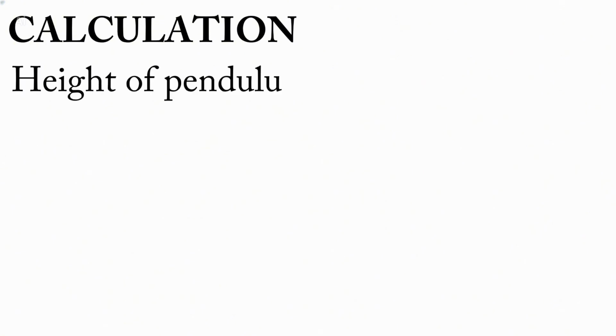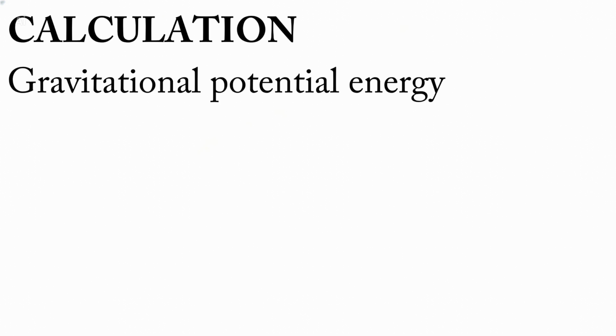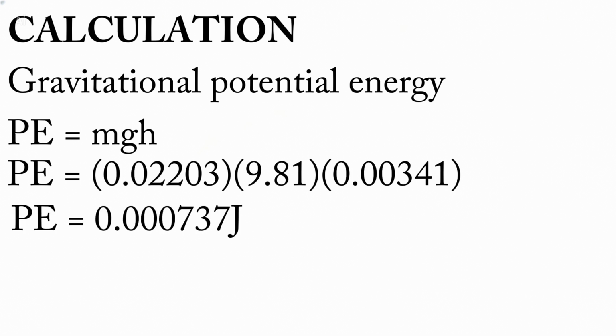First, we calculate the height of the pendulum, using the formula h equals length times (1 minus cos theta). We key in all the information and our h will be 0.00341 meter. Next is the gravitational potential energy. We use the formula PE equals mgh, and we key in all that information and our gravitational potential energy will be 0.000737 joule.